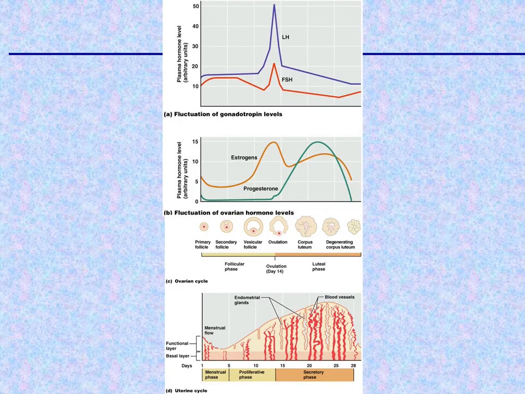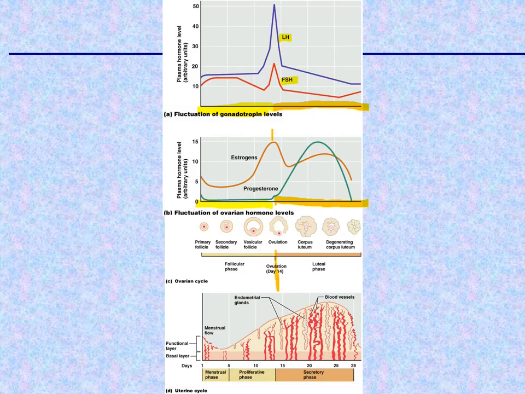Now, what I've done here is taken several graphs and lined them all up so you can see the association between the hormones, the gonadotropins LH and FSH, from day 1 to 14, and then from 14 to 28. And you see estrogen and progesterone, days 1 to 14 and 14 to 28. At the same time, this is, of course, ovulation at day 14.